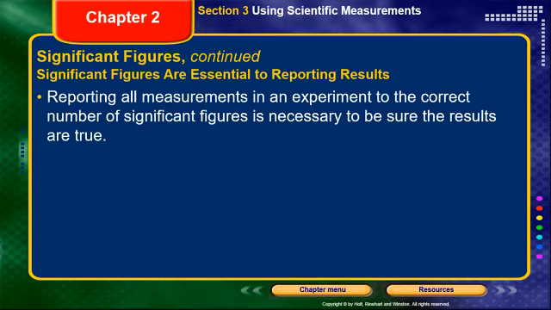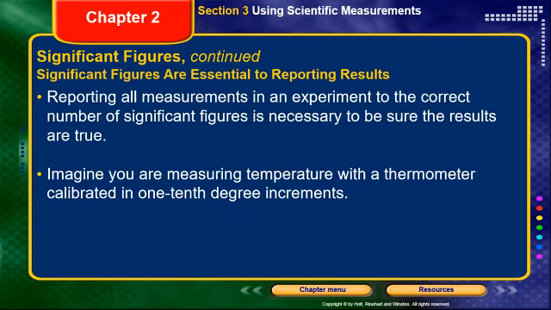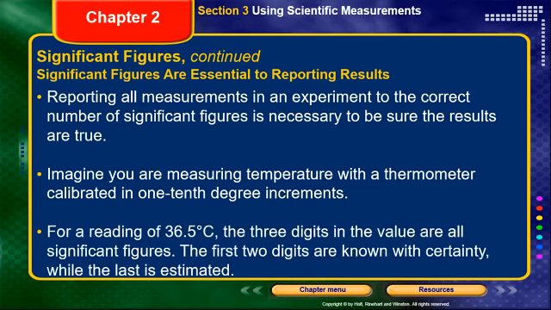Reporting all measurements in an experiment to the correct number of significant figures is necessary to be sure the results are true. Imagine you're measuring temperature with a thermometer calibrated in 1/10 degree increments. For a reading of 36.5 degrees Celsius, the 3 digits in the value are all significant figures. If we look at it closely, we see that of those 3 significant figures, the first 2 digits are known with certainty, while the last digit is estimated.